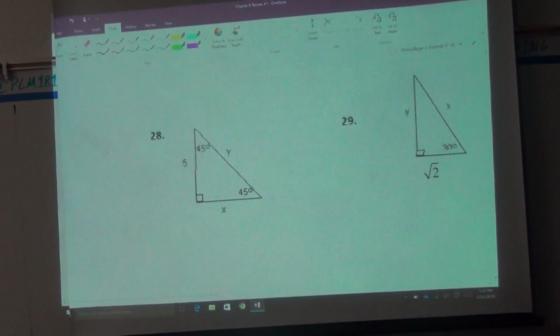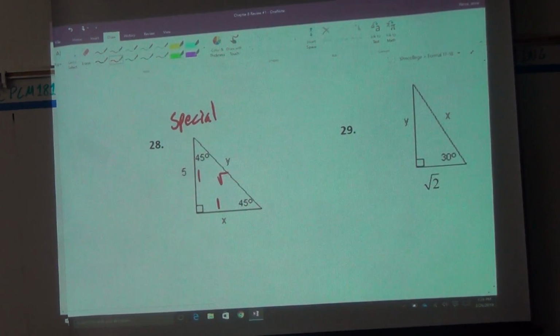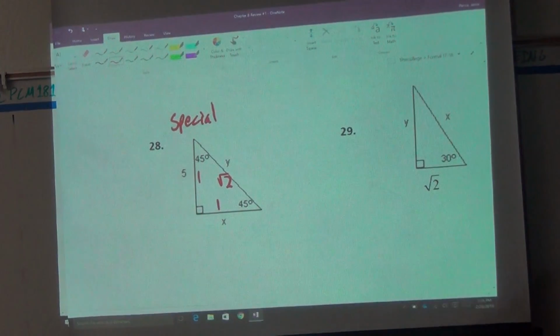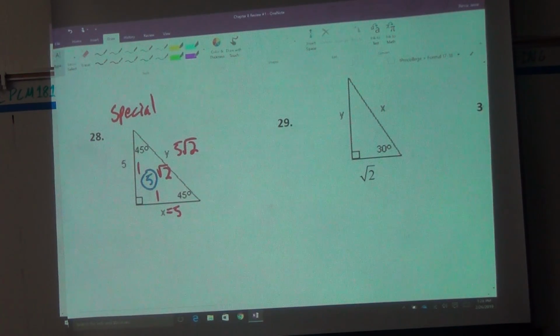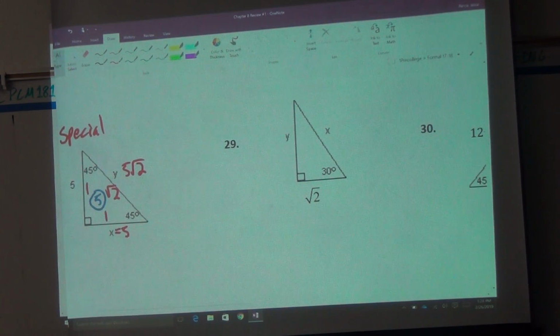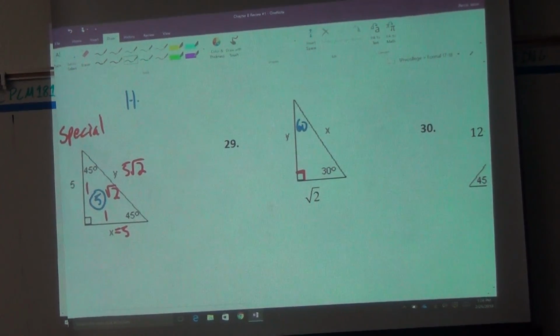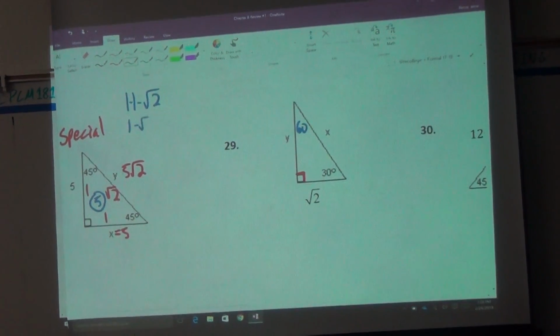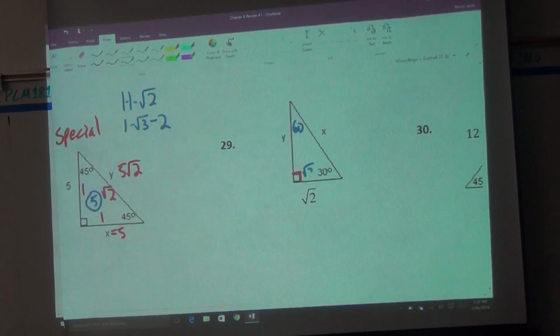Special. 1, 1, root 2. If one of the one sides is 5, the other one side is? 5. If it helps you, the scale factor here would also be 5, and y would be 5 root 2. Matt, I've got a 30-degree angle. I've got a right angle. What's missing? 60 degrees. So we're looking for which ratio? 1, 1, root 2 or 1, square root of 3, 2? Which one? Square root of 3. Good. Across from the 60 is square root of 3, with 1 and 2.